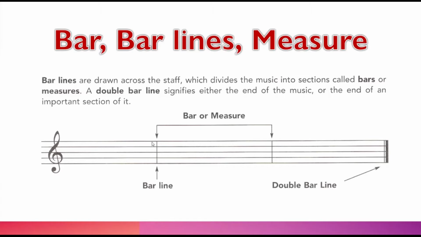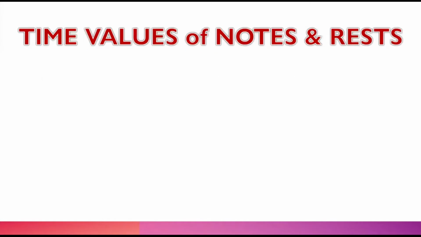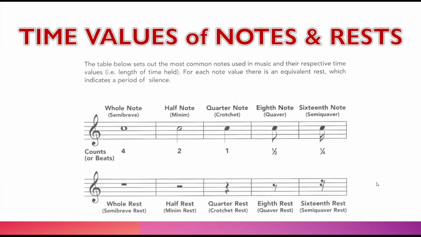So this one here, the bar line, divides the staff, and the space between 2 bar lines is called a bar or a measure. And this is where we're going to learn how to put the notes in one measure or one bar. And so we can identify the length of the note that we play on the guitar. So we're going to learn the values of the notes and their equivalent rests. So every note has an equivalent rest.